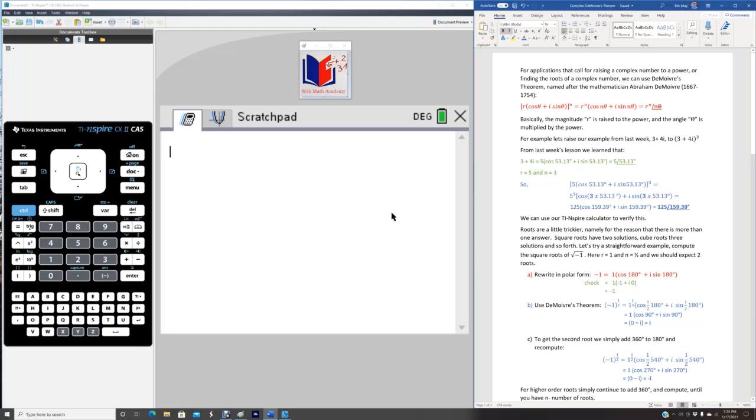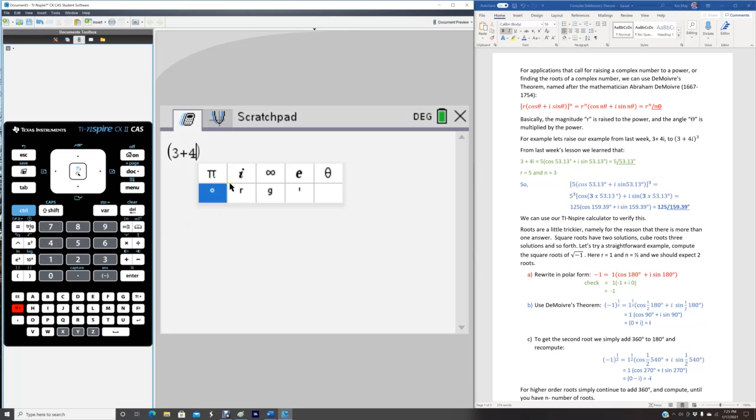Now the calculator works in both rectangular coordinates and polar coordinates, so let's try rectangular first. We'll put the parentheses in, 3 plus 4, and then i. Right parenthesis, raise it to the third power, and enter. And that is the exact answer in rectangular coordinates.